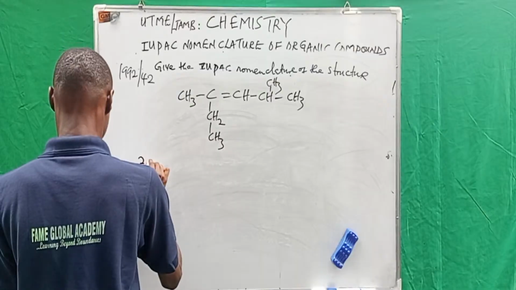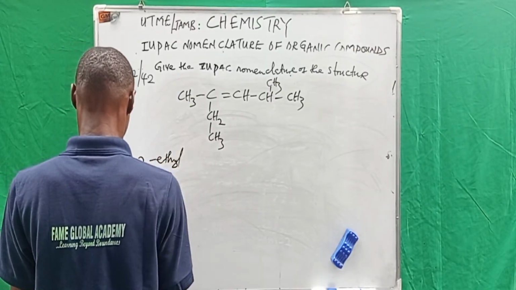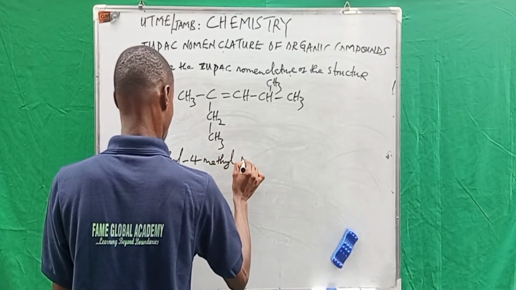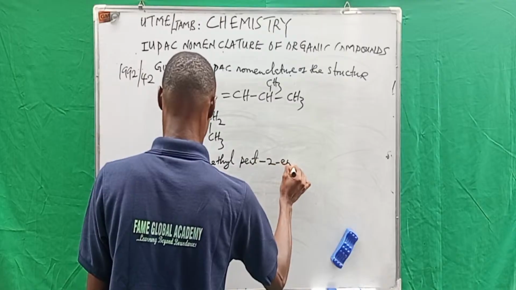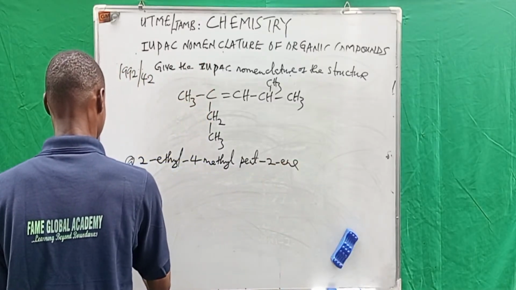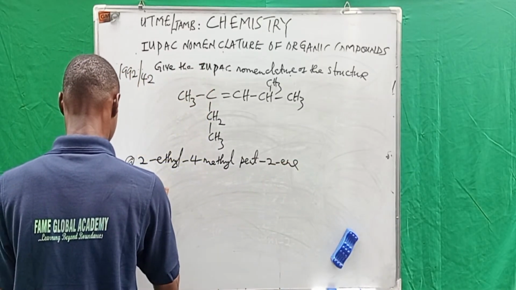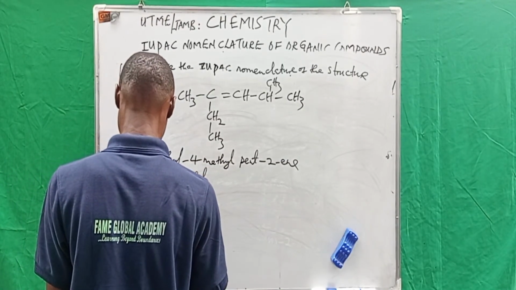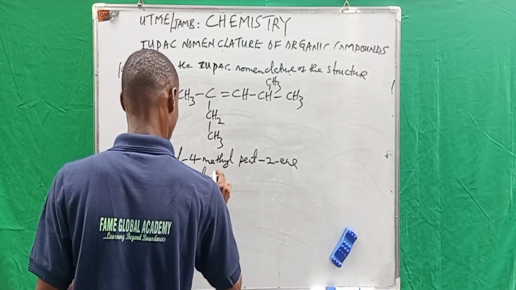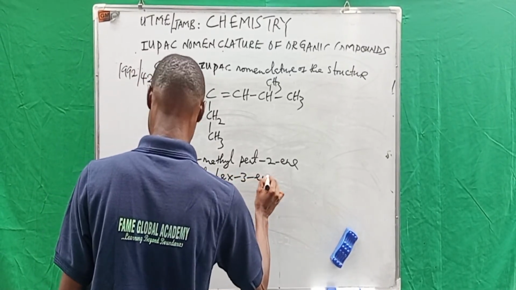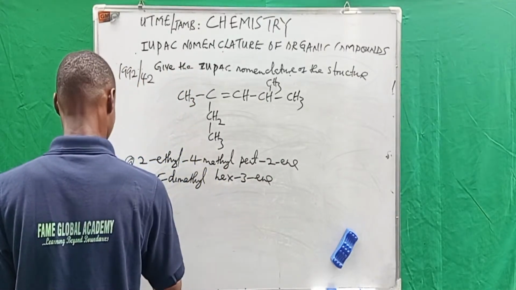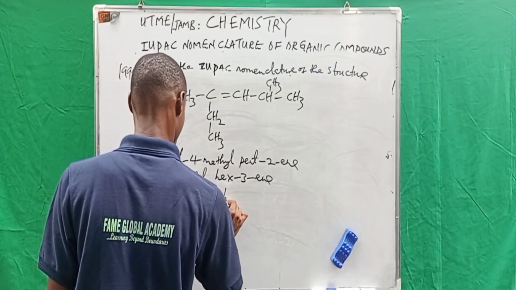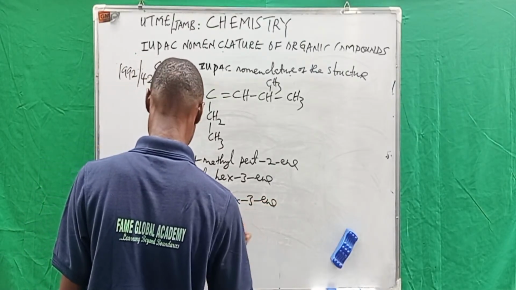We've done this before. 2-ethyl, 4-methyl pent-2-ene. That's A. B, we have 3,5-dimethyl hex-3-ene. Then C, we have 2,4-dimethyl hex-3-ene. I think we've answered this before.